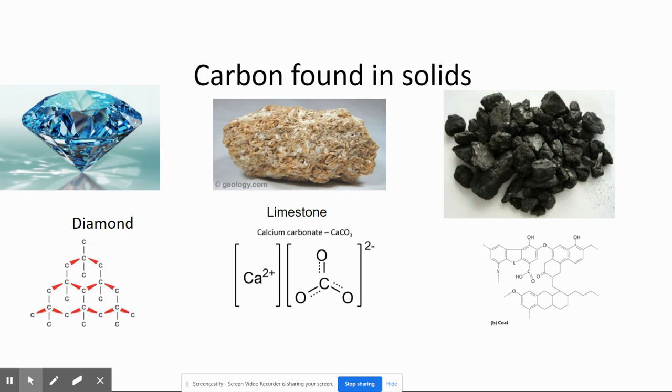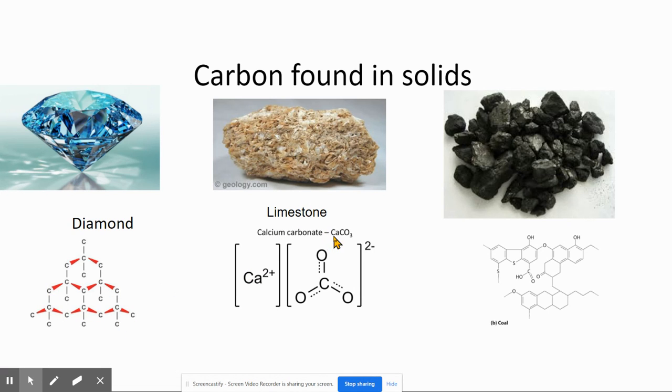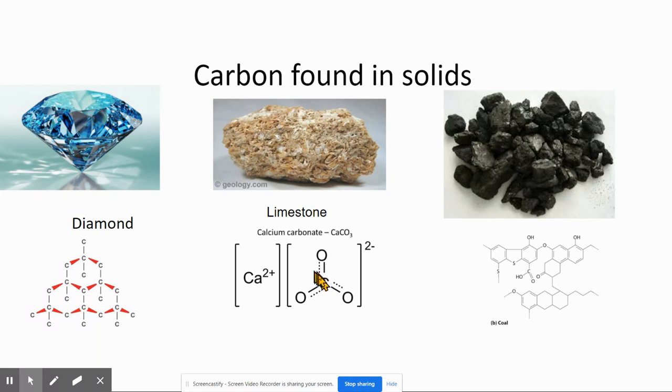It can also be found in solids. So diamond is the purest form of carbon. So you can see it is purely carbon. And this is limestone. So limestone is calcium carbonate, and here's the carbon, right here. And that's what our bedrock is made up of. So if you go out and pick up a rock outside, it's probably limestone.